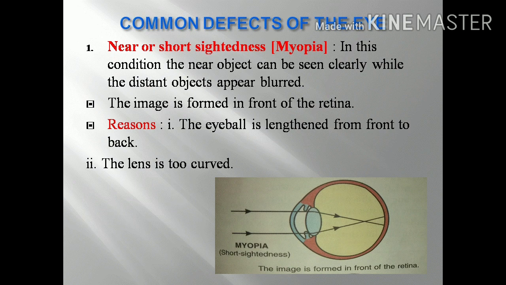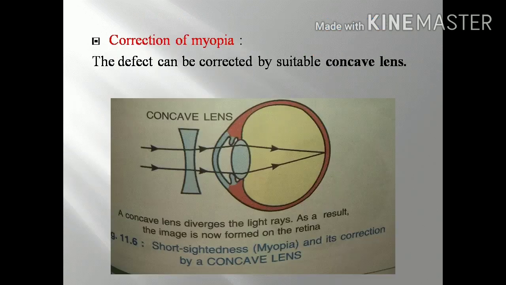But when the rays join in the yellow spot region, the image forms and we can see. Here, before reaching the retina, the image forms, so we cannot see the object, especially the distant object. The distant object will become blurred. In the diagram you can observe that the image forms before the retina region only.